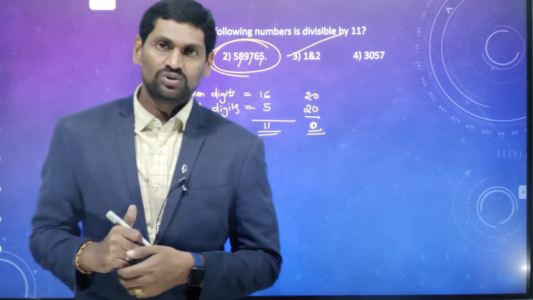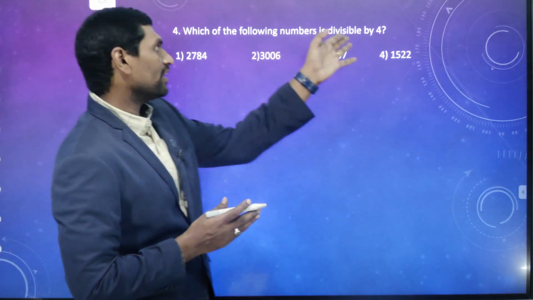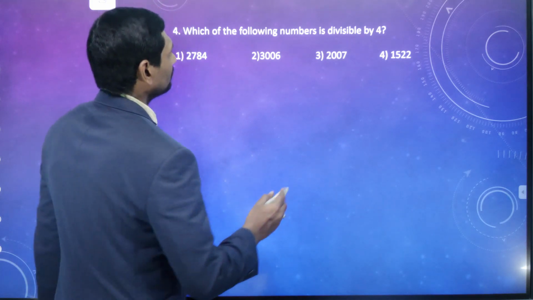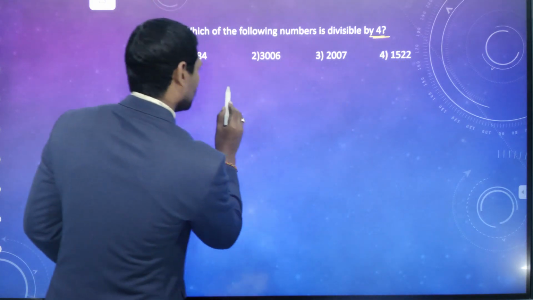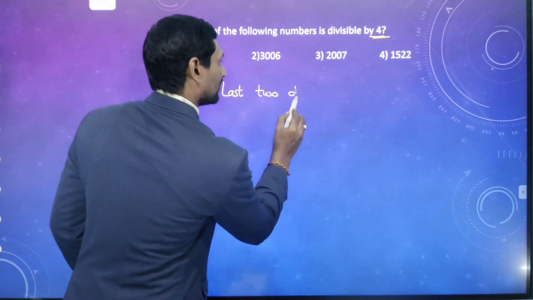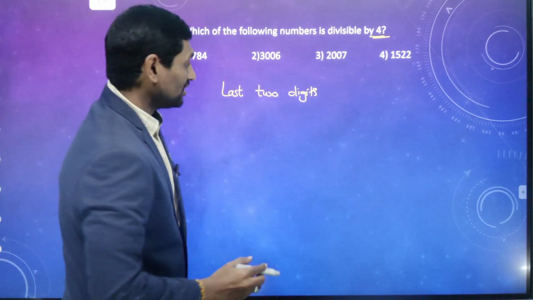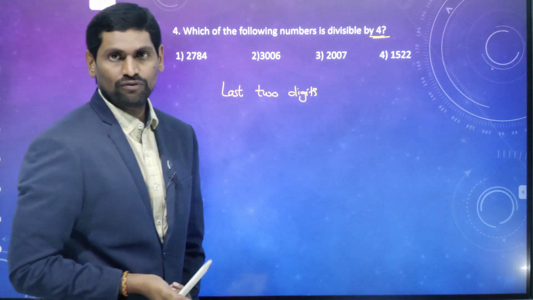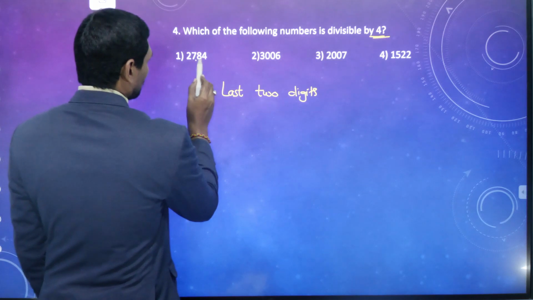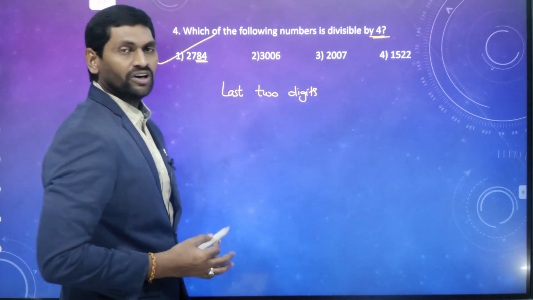Okay. So let us move on to the next problem. Which of the following numbers is divisible by 4? What is the rule for 4? I'll write the rule here: the last two digits of a number are zeros or a multiple of 4. Okay, let us check the last two digits. 84 is a multiple of 4. Yes, exactly. So option 1 is the only correct answer.